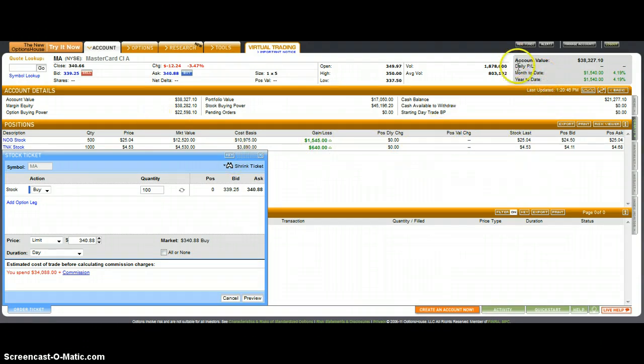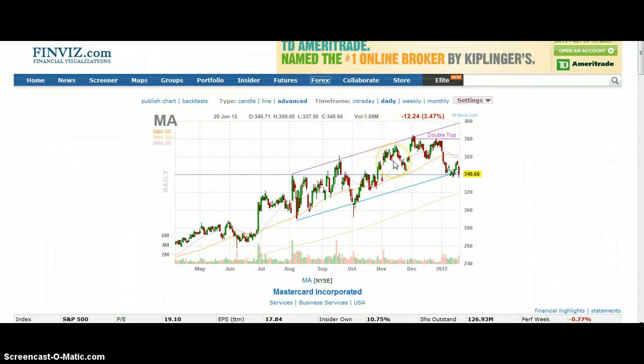So we're just looking here at my virtual account with optionshouse.com. So all this is just fake virtual money. The stock information is correct. The reason it's not ticking up and down is because the markets are closed right now. So we're going to look at MasterCard as an example. And here I'm going to jump over to another graph. Let's start with limit buy orders.